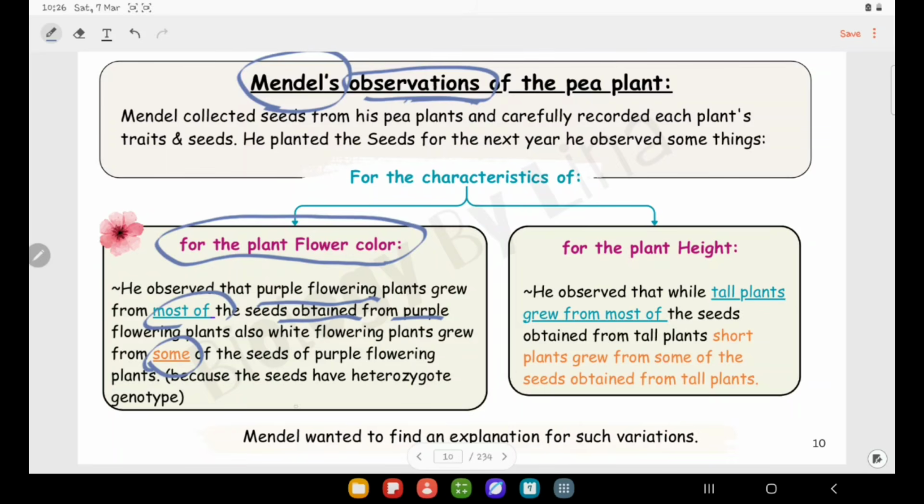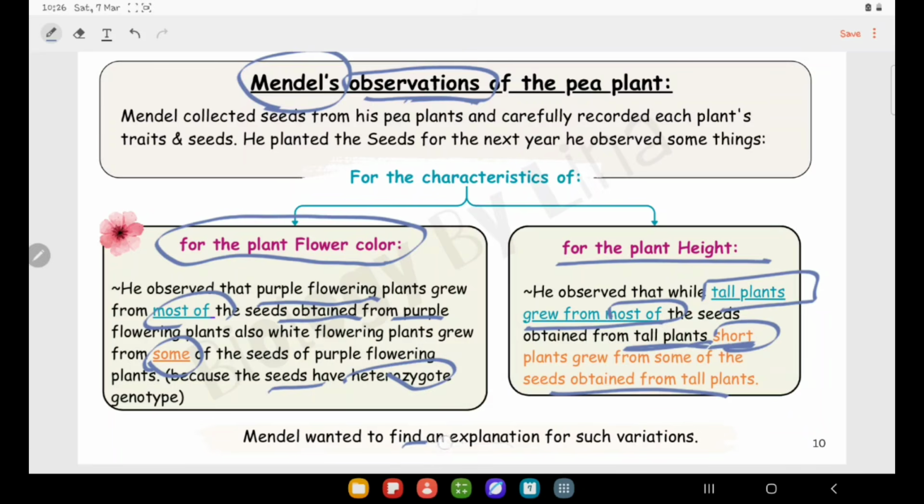Why did that happen? He mentioned later that something controlled the crosses, and this happened because the seeds may have a heterozygous genotype. That's why they can produce the white color. And for the plant height, the same thing happened. He observed that tall plants grew from most of the seeds obtained from the tall plant, but some of them grew into short plants from the tall plant's seed.